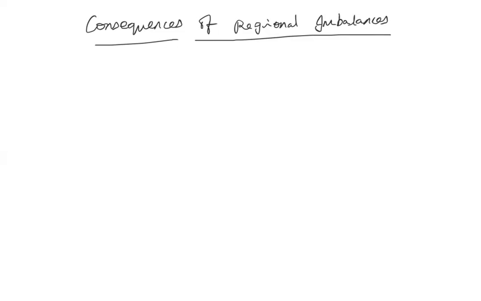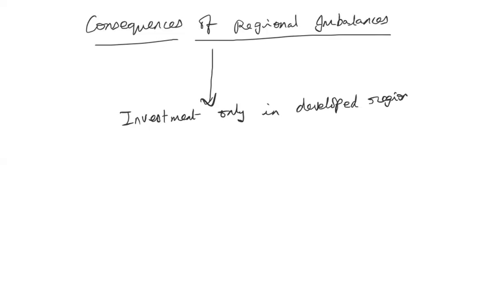Now the consequences of regional imbalances. Already developed states are getting more and more investment, which again goes only into that particular region. So what is happening? First thing, investment only in developed regions. Just now we read that the private sector is investing only in those regions or states which are already developed and which have better infrastructural facilities. So again, the investment is going only to those states.